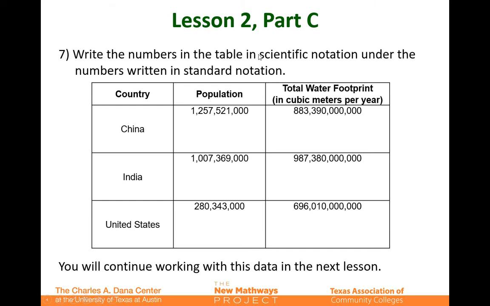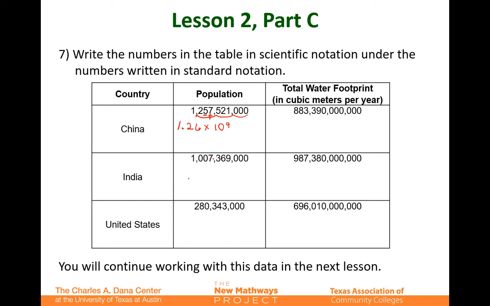Write the numbers in the table in scientific notation under the numbers written in standard notation. So I want to write this. This would be 1.2. I'm going to round here. Notice, when I look to the right, the 7 is going to make that round up. So 1.26 times 10, 1, 2, 3, 4, 5, 6, 7, 8, 9. I had to move that decimal 3, 6, 9 places. So 10 to the 9th.